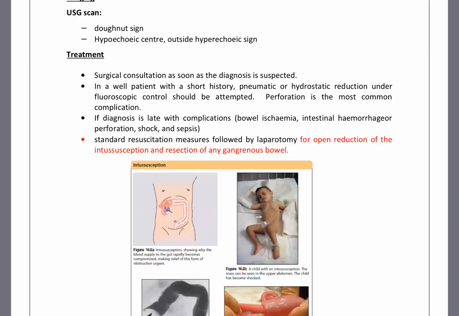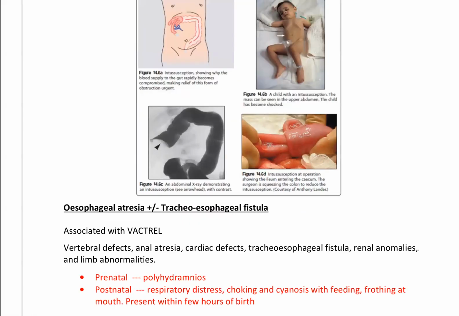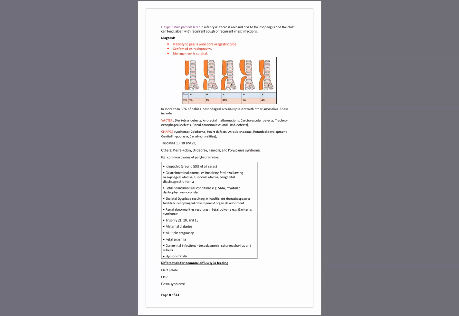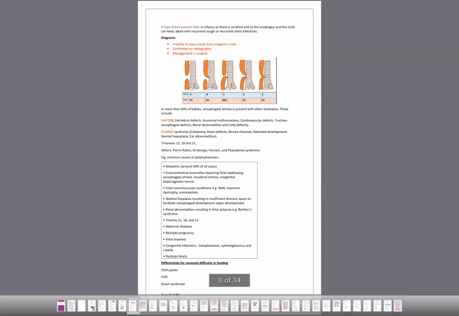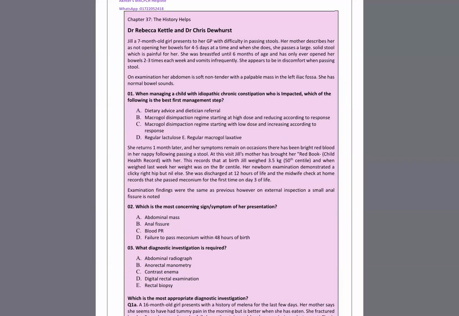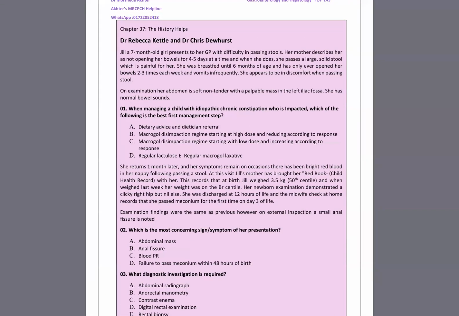Okay, after that we have to know about esophageal atresia and tracheoesophageal fistula, but I want to discuss one case. Here you see it is chapter 37, that means it is FOP case 37. So where is the answer? The answer is in FOP case 37. You will open FOP case 37, then you will get the answer.